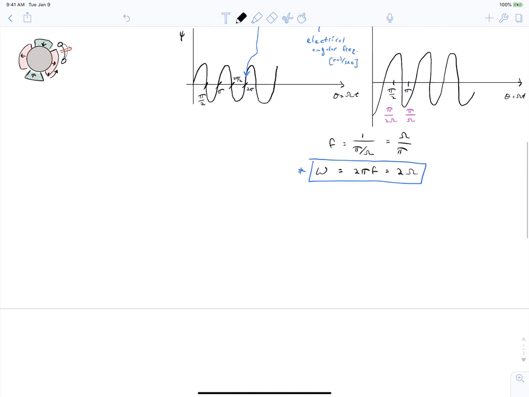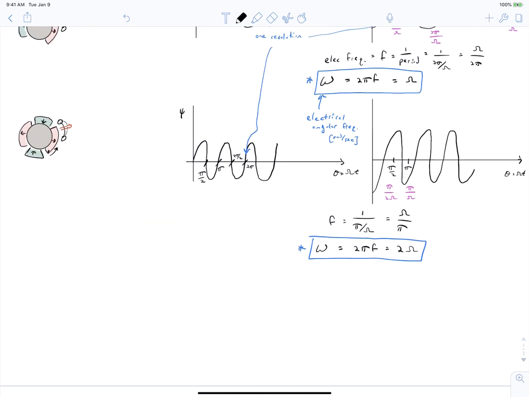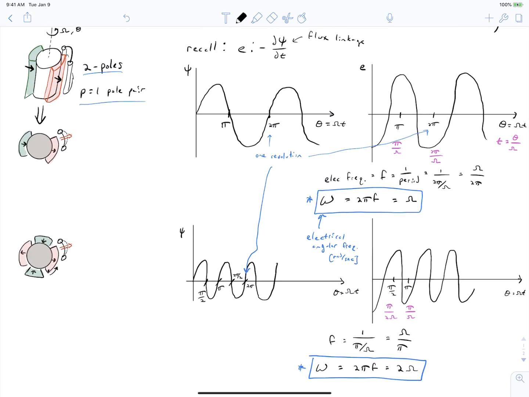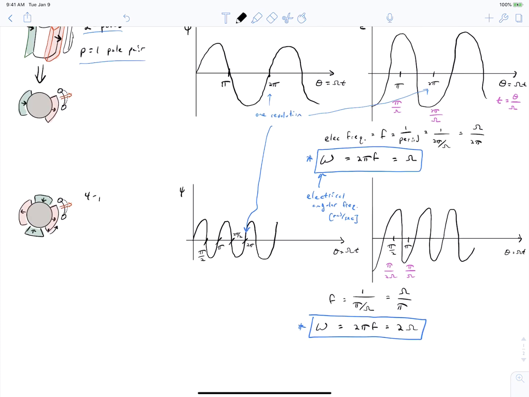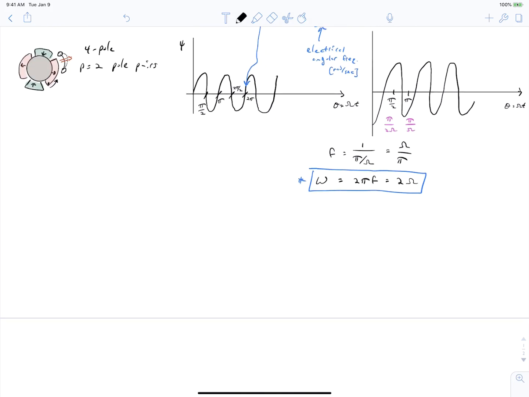And if you spend a little time with this, you can convince yourself of the relationship between the electric angular frequency and the motor's rotational speed in radians per second in terms of the number of pole pairs of the rotor. So we start out with a 2-pole rotor, and then we move to a 4-pole rotor where P is equal to 2. And you can prove to yourself that, in general, the electric frequency is P times the mechanical frequency, where P is the number of pole pairs.